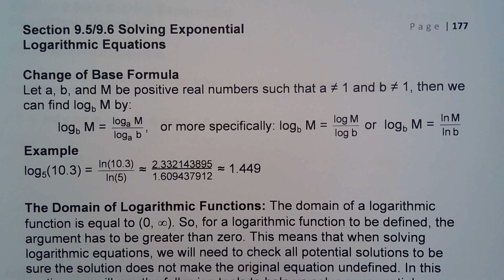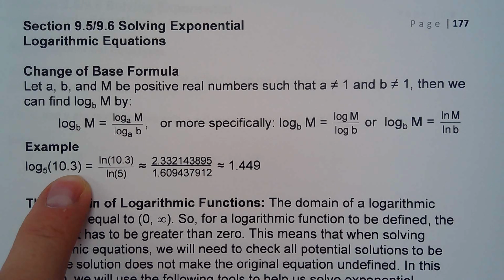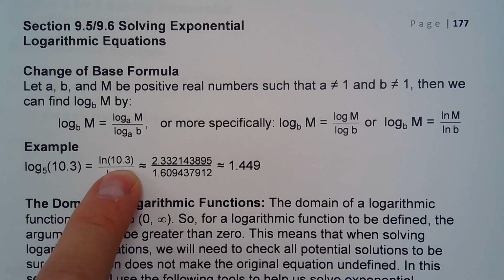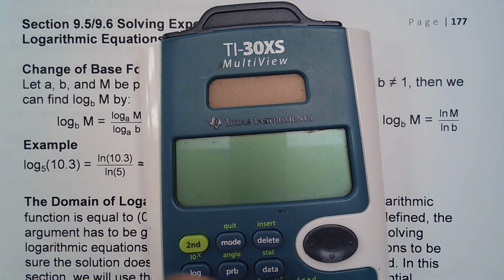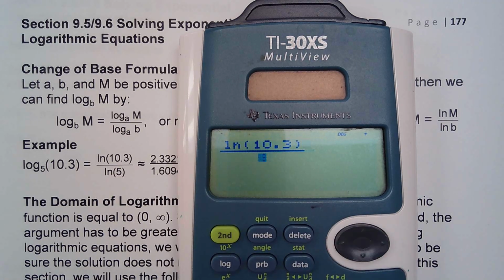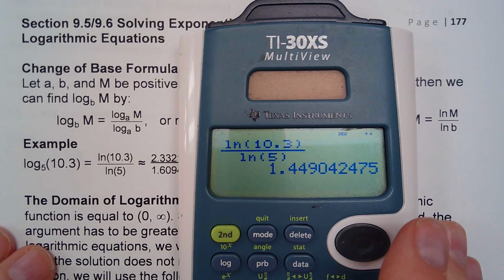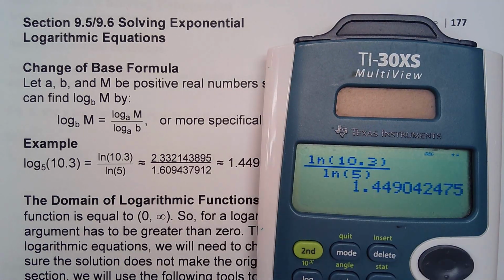So for example, if I had log base 5 of 10.3, my change of base formula allows me to write that as the natural log of 10.3 over the natural log of 5. And then, even though I can't put the original in my calculator, I can put this in my calculator. So if I do my fraction key, ln 10.3, and then ln 5 on the bottom, that gives me 1.449. If I round it off to 3 decimal places, that would be my answer.